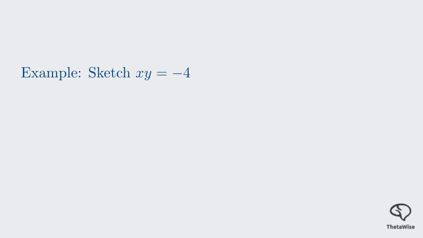Let's work through one last example to ensure a thorough understanding. We will sketch the graph of xy equals negative 4. We will follow the same methodical approach, starting with the analysis of the constant k. First, we identify our constant k.